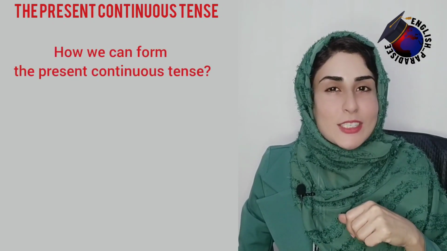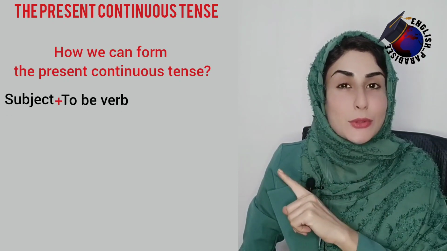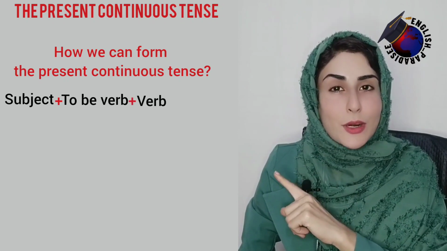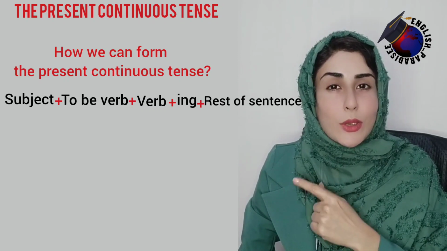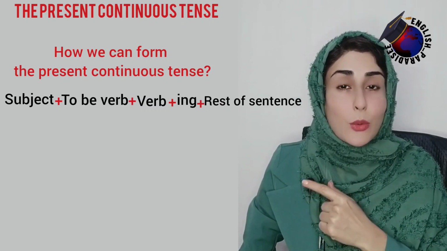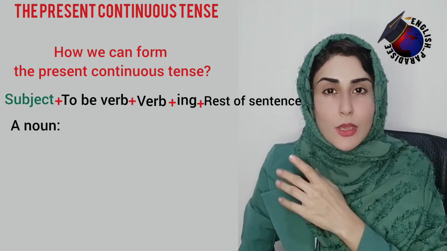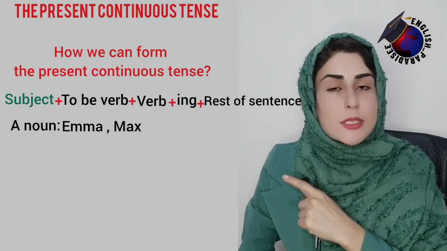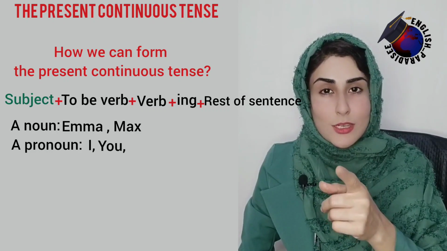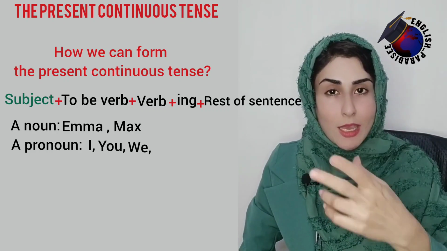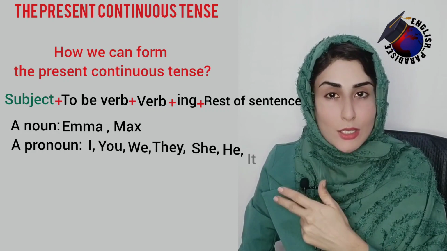To form the present continuous tense, we can use a subject plus a to-be verb plus a verb plus ing plus rest of sentence. Okay, now I want to talk about all of them one by one. A subject can be a noun like Emma or Max, or it can be a pronoun like, for example, I, you, we, they, she, he, and it.